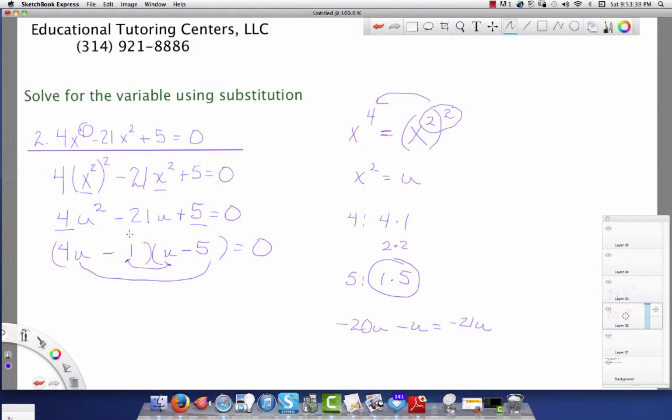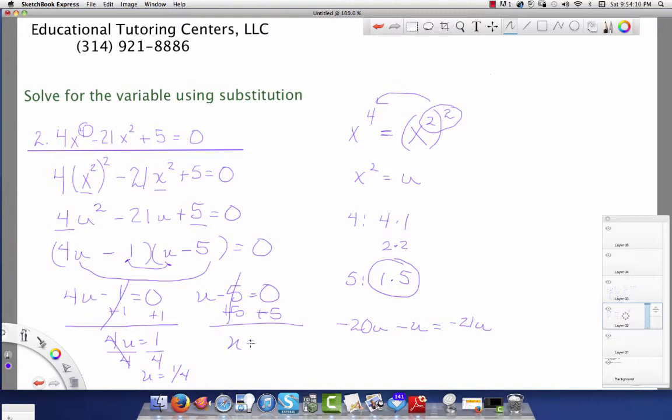So now, just like before, I take this factor, set it equal to 0, then this factor, set it equal to 0. So let's do that quickly before my video gets to be too long. Okay, I'm solving for u. So u is equal to 1/4. And then here, u is equal to 5. Okay, so those are my two u values.